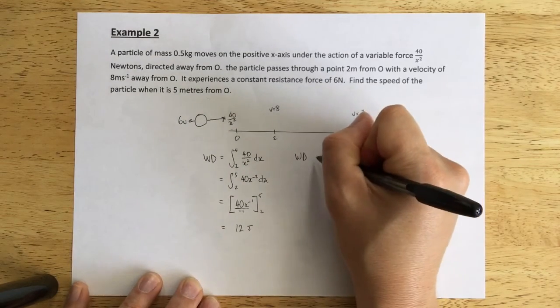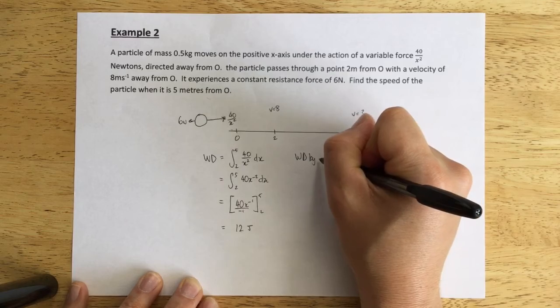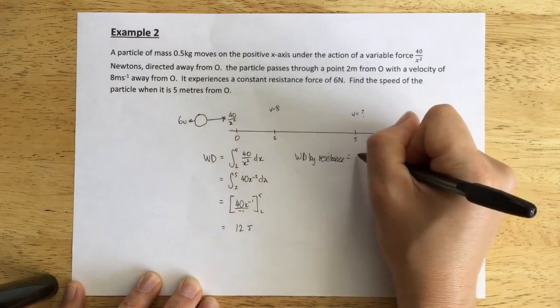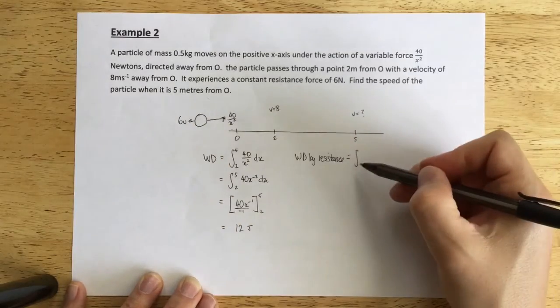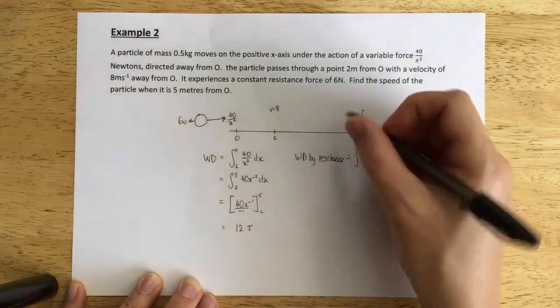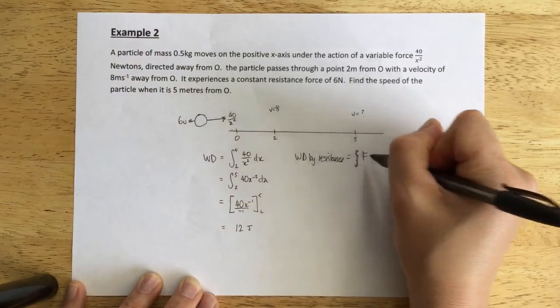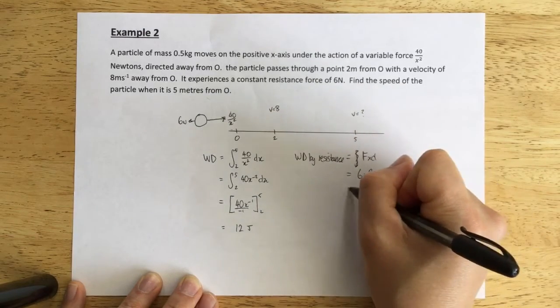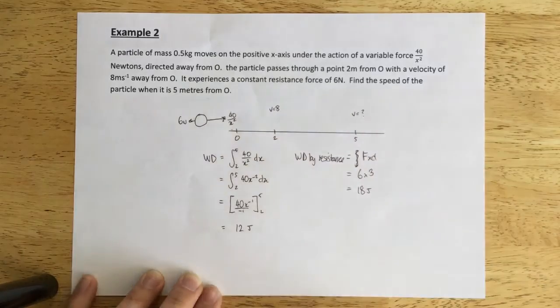The work done by the resistance then is the integral. We could do it by integration, sorry, but because it's a constant force, we can simply say it's force times distance, which is 6 times 3, which is 18 joules.